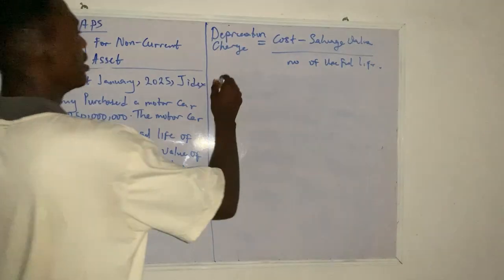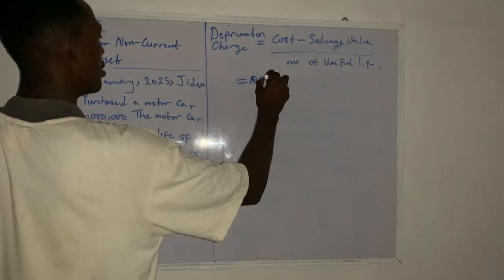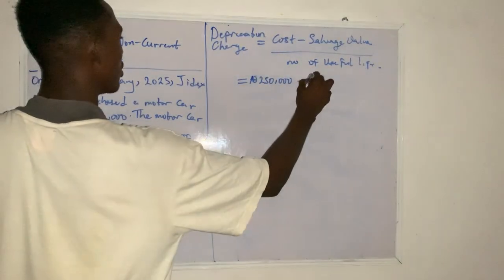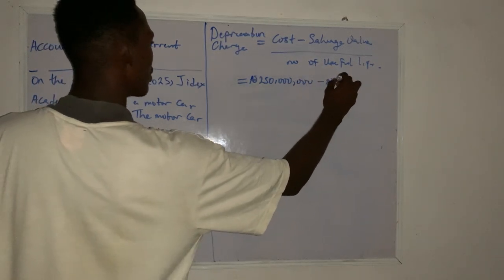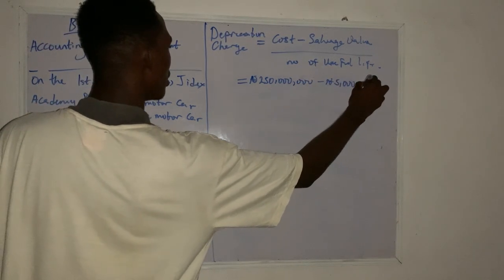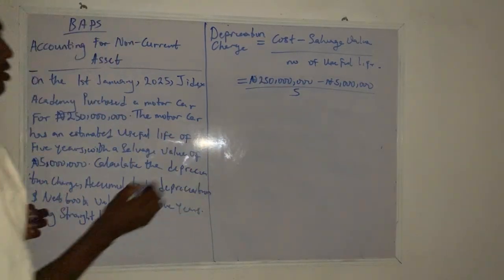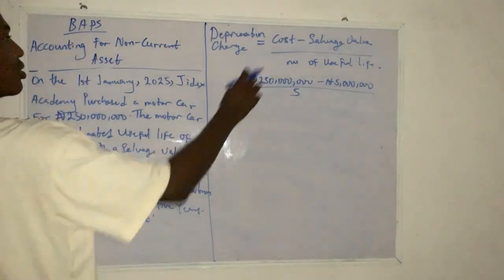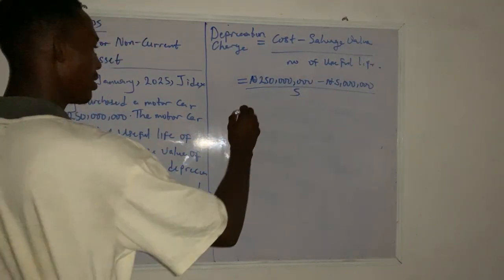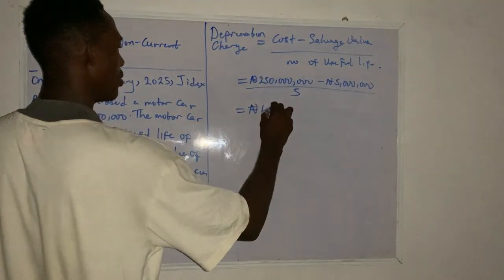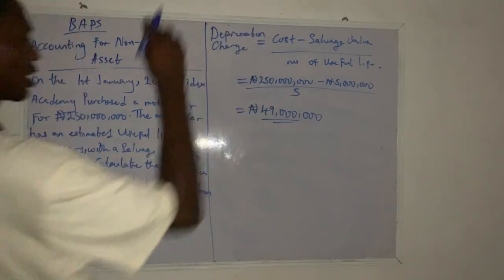So for that reason, our depreciation charge will be equal to our cost, which was 250 million naira, minus 5 million naira, over 5 years. So this 50 minus 1, that's 49 million naira. So this is our depreciation charge.